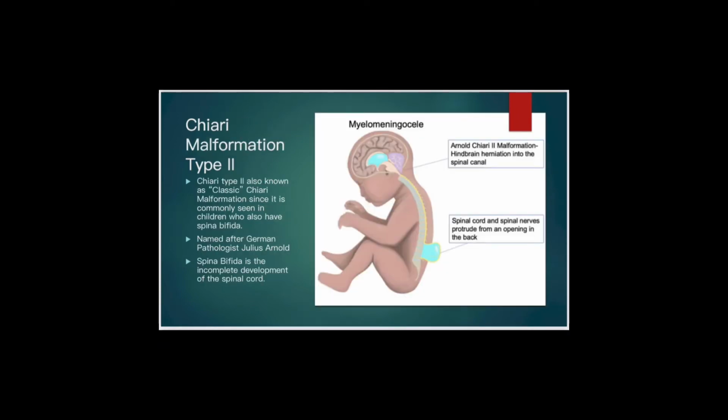Chiari malformation 2 is also known as classic Chiari malformation or Arnold Chiari malformation, since the German pathologist Julius Arnold discovered that Chiari 2 is also typically seen in children who also suffer from spina bifida. Another one of our classmates did a presentation on spina bifida. You can watch that presentation to learn more about what spina bifida is and how it affects young children along with Chiari malformation.